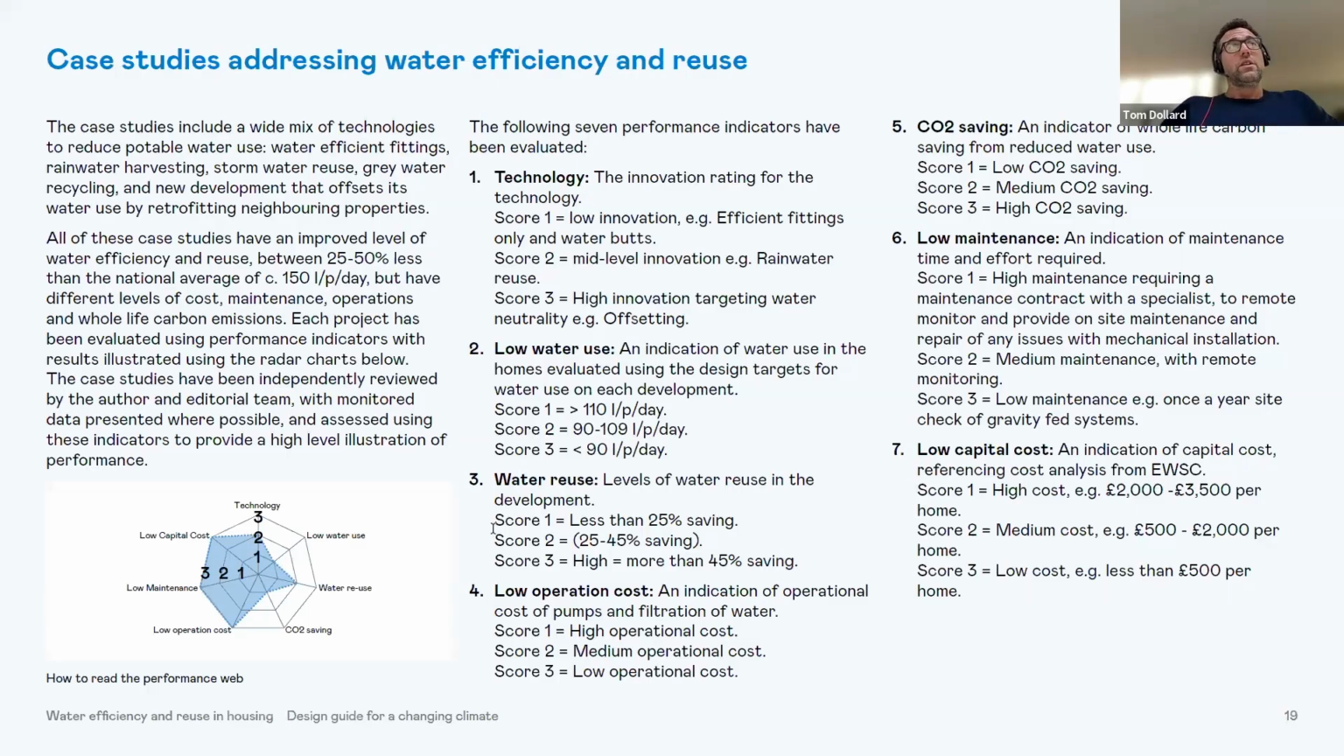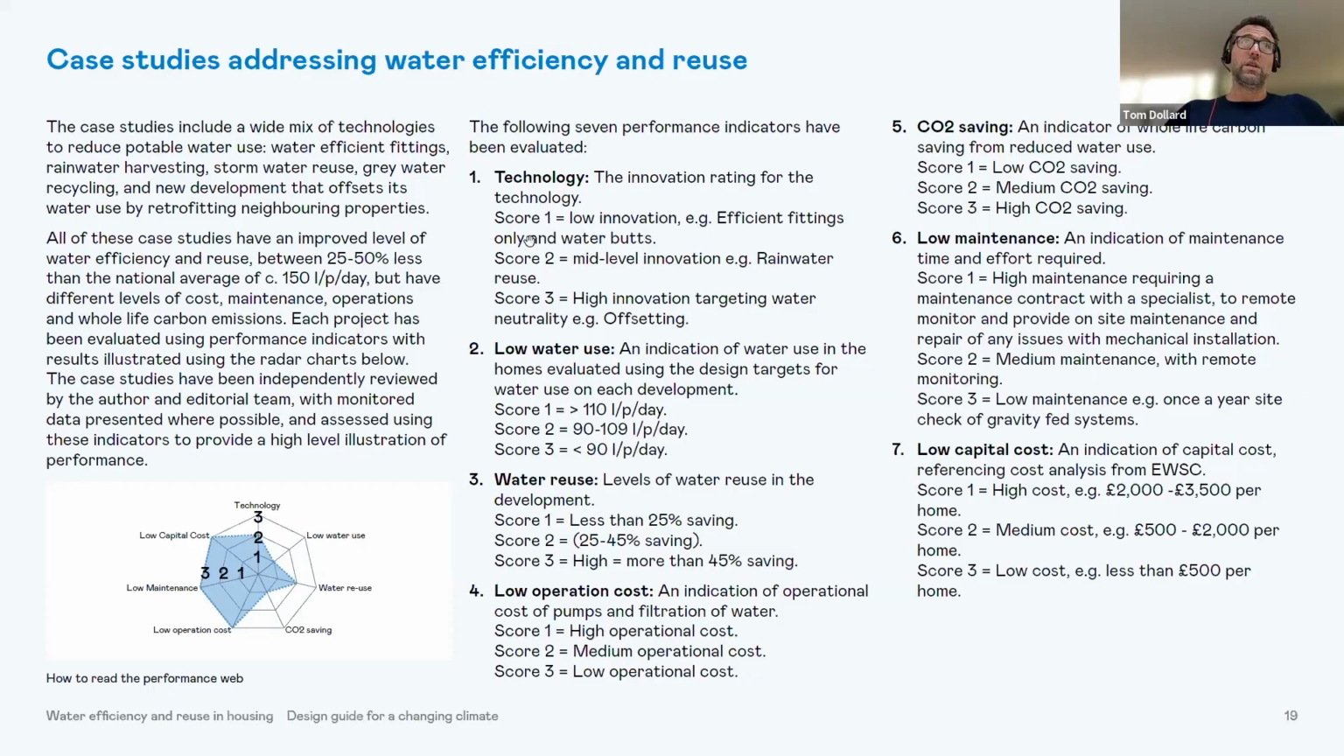And just a note on the case studies and how we've evaluated them. We've used this performance web. It's called various different things, but essentially it's a metric. We can look at multi-parameter metrics. We highlighted these 7 aspects that we thought were important to development teams and actually housing associations, or build to rent people who might be monitoring and maintaining these systems. And we've evaluated them on this basis.